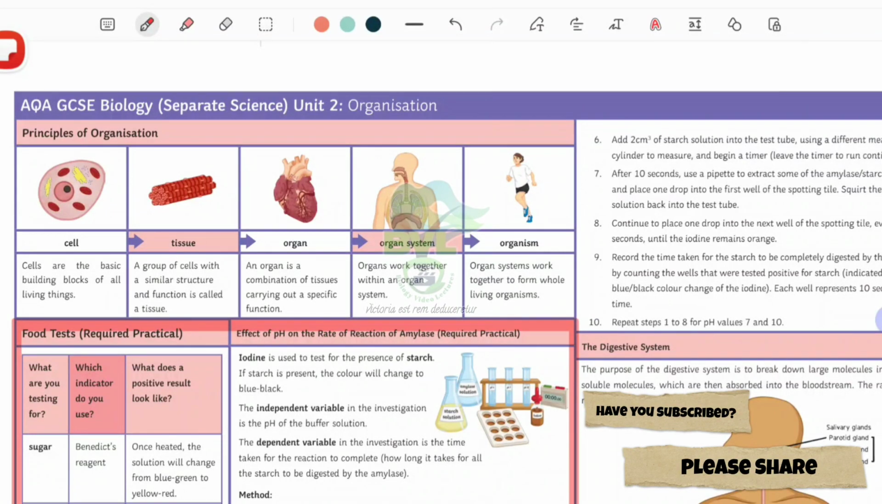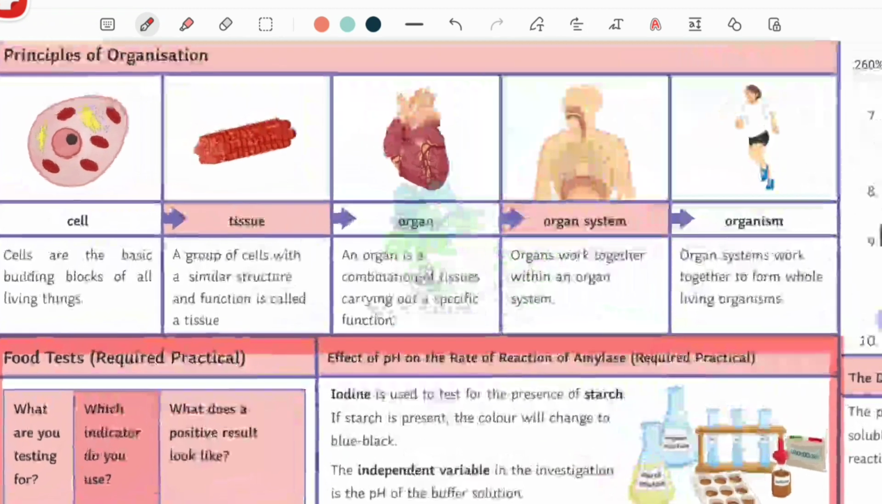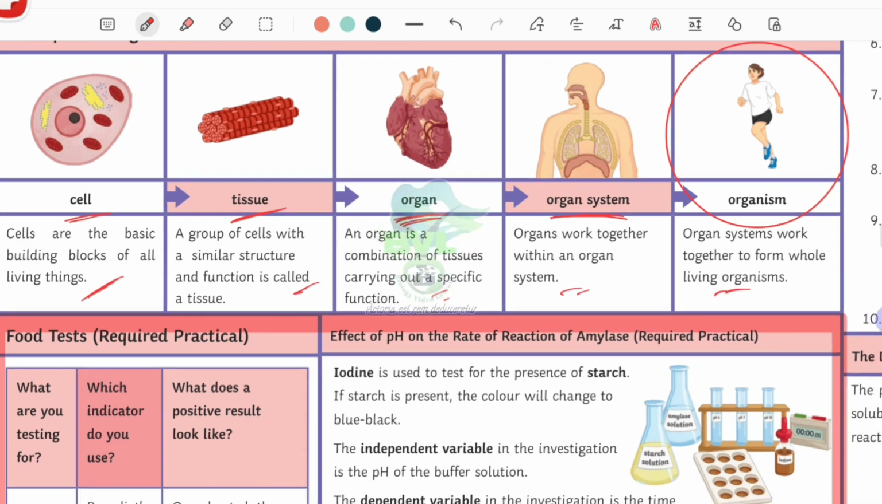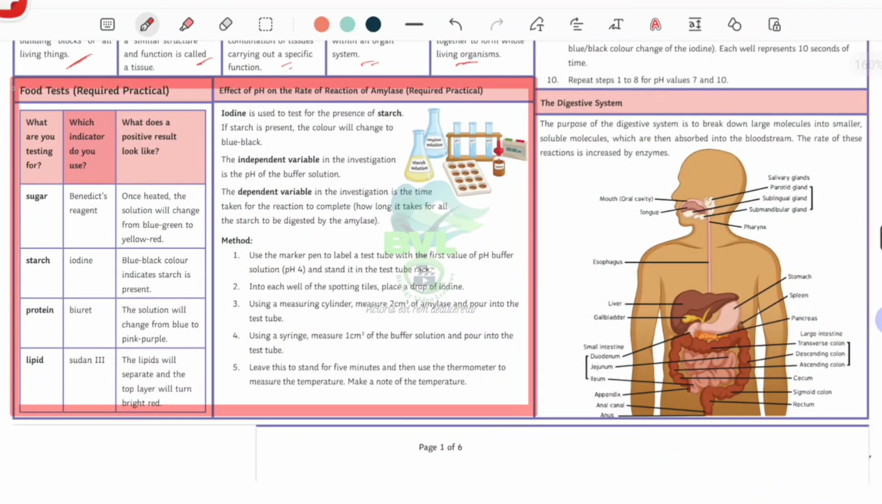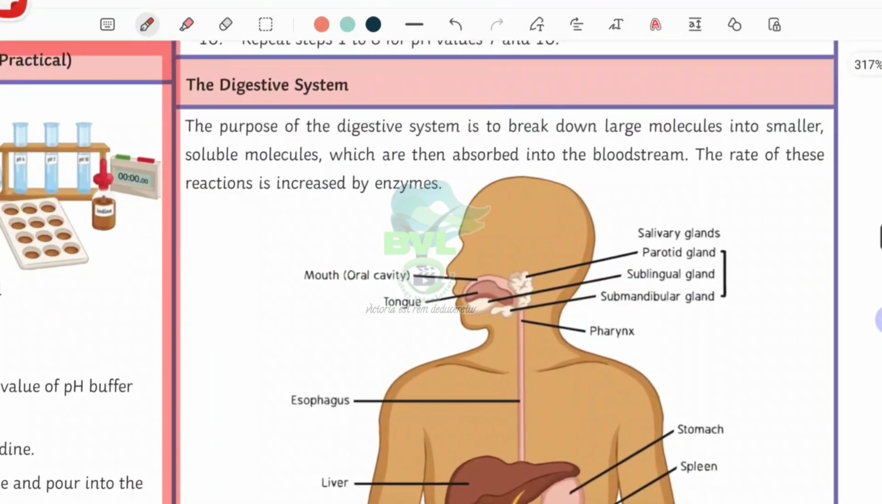All right, so move on to the next part, which is topic 2, which is organization. So you should know from your basics that cells form tissues, tissues form organs, different organs form an organ system, and different organ systems working together form an organism. So at this point, you might want to pause the video to quickly read through this short definition. Okay, that's something you want to know. So like I said, I've made videos on the practicals separately, and I don't want to include that in this detailed explanation. So I'm just going to move on now to the digestive system.